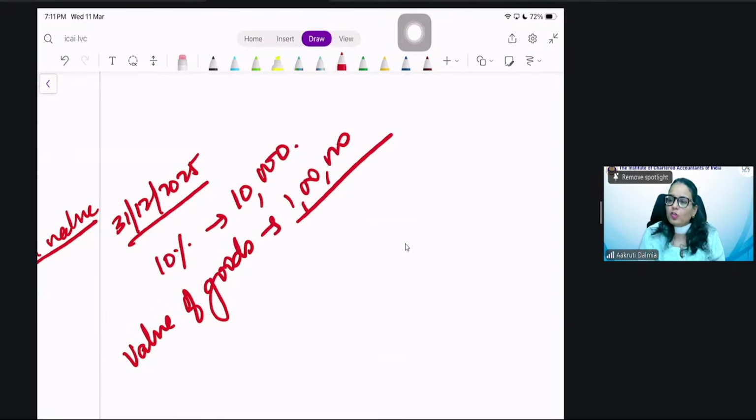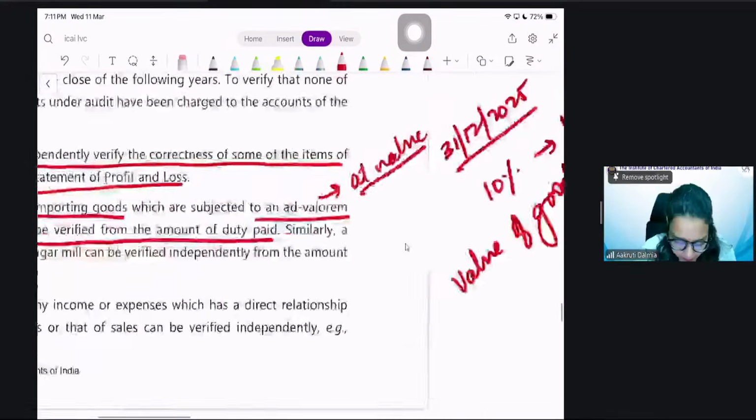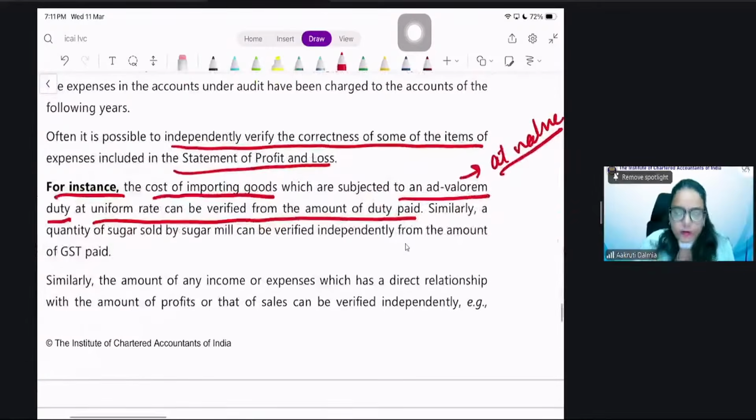So is this also a kind of analytical procedure? By looking at taxes, I can know what should be the valuation of inventory. Do you understand now? By looking at taxes paid, I can verify the valuation of inventory. So it's a good example, right? So the cost of importing goods which are subjected to ad valorem duty at a uniform rate can be verified.